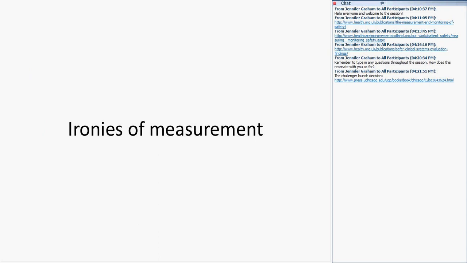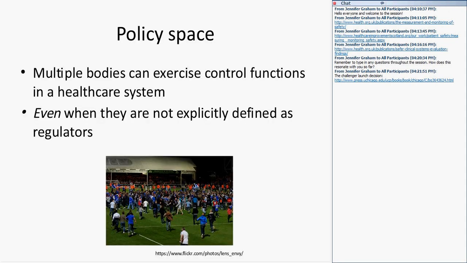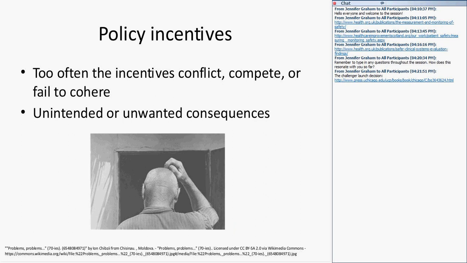Let me get now to discussing some of the ironies of measurement. So what happens when we do try to collect data and figure out what to do in response? One problem that we have come across repeatedly, both in the US and the UK, is the crowding of the policy space. And this is a problem that occurs when there are multiple bodies in a policy space that have some kind of control function, some kind of say over what organizations are doing. And these can be of many different kinds, even when they're not explicitly defined as regulators. There may be all kinds of bodies who are allowed to demand data or exercise some kind of control over healthcare organizations. You get that kind of crowding going on.